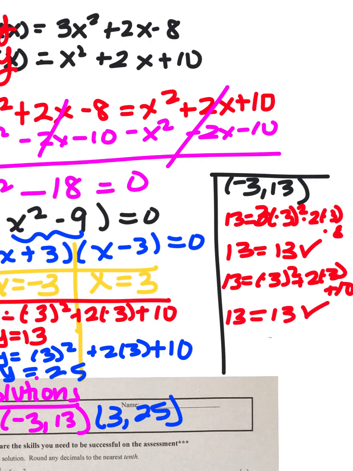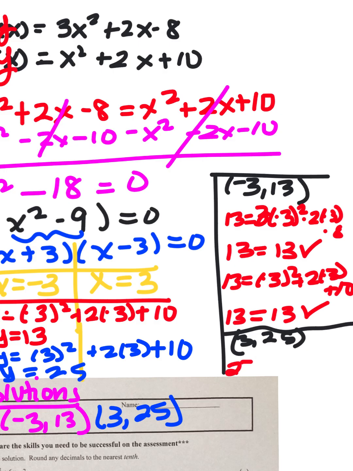All right, and then you have to check the other solution. So now you're going to try 3, 25. So justify the solution is just showing your work for your checks, okay? You really could just plug it all into your calculator once you plug in the values in for your x and y.